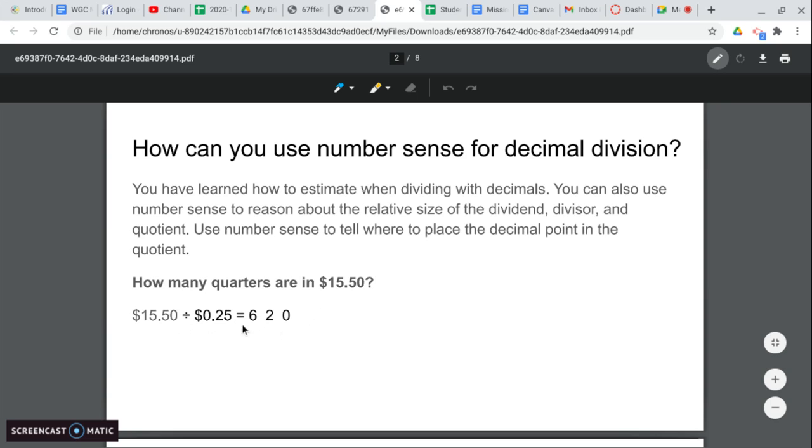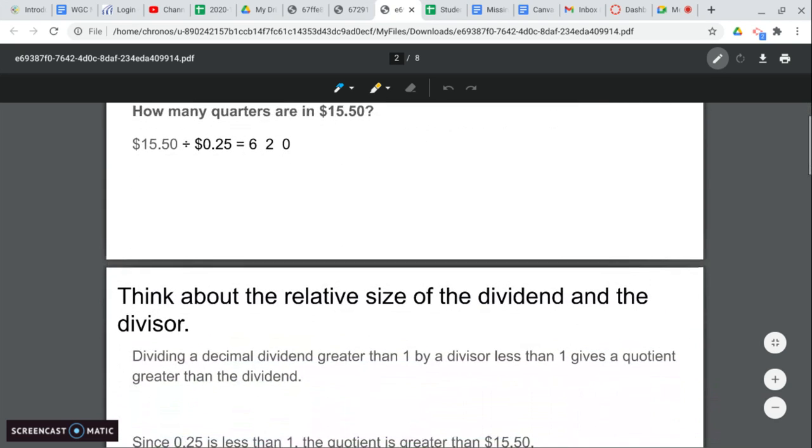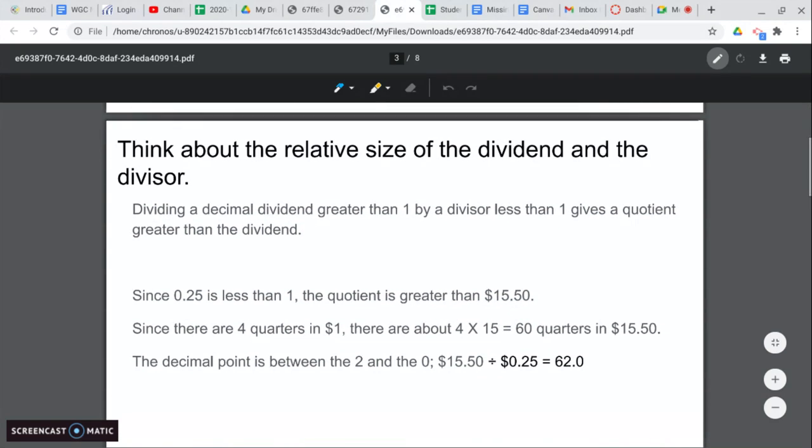We can ignore the zero at the end of the 15.50 because it's at the end. If it were $15.05, then we couldn't. But because it's at the end, we can ignore it when we count these decimals. So we have 1, 2, and 3. Now, if we move it 3 places in here, we aren't actually going to get the accurate amount. So let's see how number sense helps us.